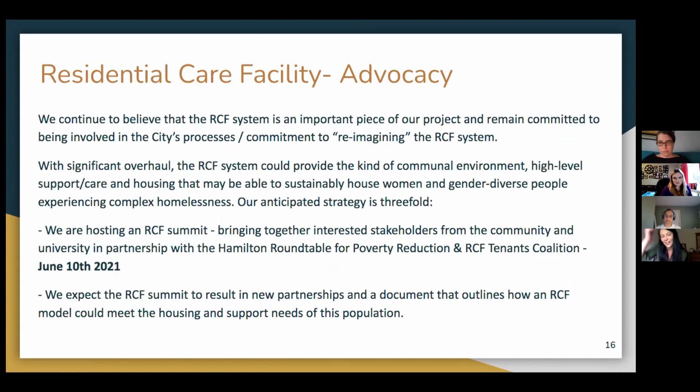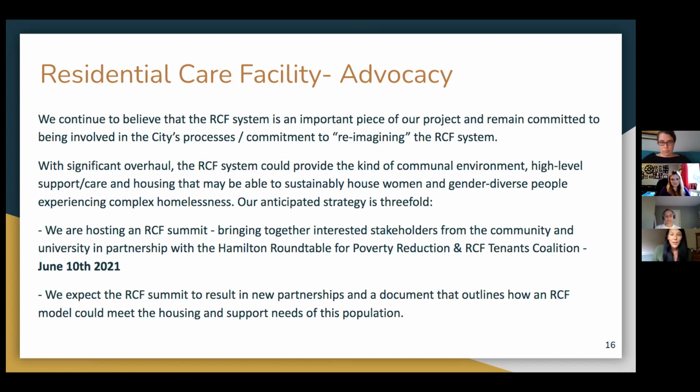And the second key area in which we do our advocacy is around the residential care facility system in Hamilton. The residential care facility system gets a lot of publicity, particularly a lot of news articles in the Spectator. But we do believe that the RCF system is an important piece of our project, and we remain committed to being involved in the city's process and commitment to reimagine the RCF system. As it currently exists, the majority of RCFs are operated by for-profit operators. And so we believe that if this system could shift into the not-for-profit sector, operated by the organizations that are already committed to and serving these folks, it could provide the kind of communal environment, high level of support and care and housing that might be able to sustainably house the people that our project is focused on.